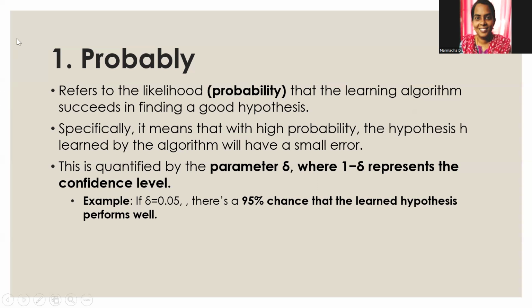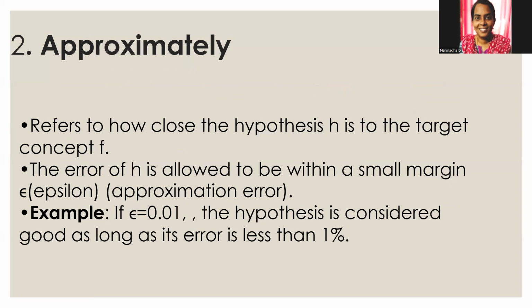This probability is defined by the mathematical parameter delta, where 1 minus delta represents confidence. For example, if delta is equal to 0.05, then there is a 95 percent chance that the algorithm performs well, and the failure rate is only 5%. This is called probably. The next term is called approximately.